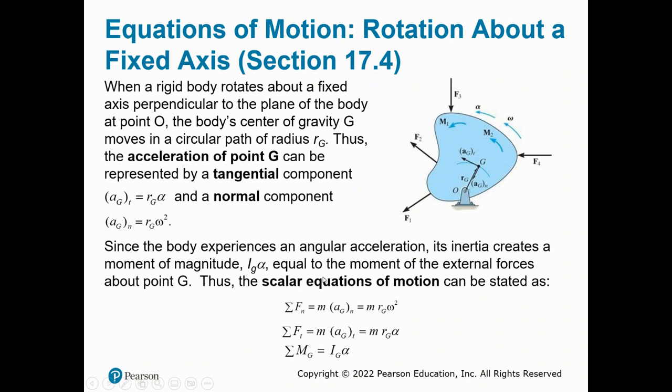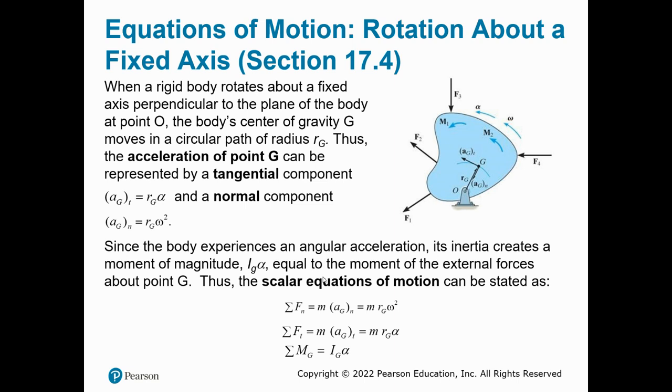Starting with the definition, when a rigid body rotates about a fixed axis perpendicular to the plane of the body at point O, the body's center of gravity, let's say at G, moves in a circular path of radius RG. So the acceleration of point G can be represented by a tangent component and a normal component. The tangent component AGT equals RG alpha, and the normal component AGN equals RG omega squared. Since the body experiences an angular acceleration, its inertia creates a moment of magnitude IG alpha, equal to the moment of external forces about point G.